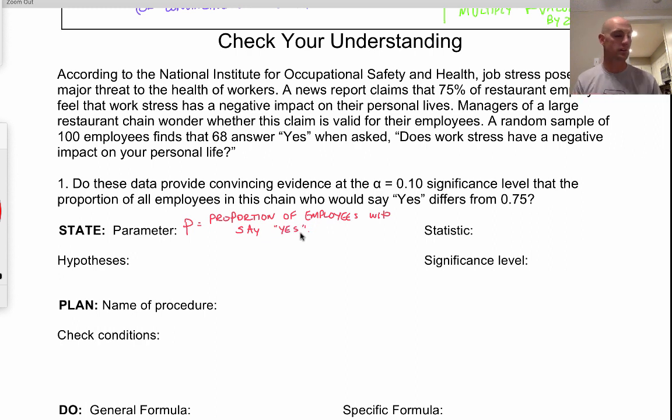It has a negative impact on their personal life. Our hypotheses are this. From the news report, H sub 0, P equals 0.75. You see how that's significant for me to say the people that said yes. Our alternative hypothesis in this case is not less than, it's not greater than, because in this case we're just saying, is there evidence that it differs? This means that we're doing a two-sided test, because it's not saying less than, it's not saying greater than, it's saying it could be either or, but it's just different nonetheless. So our alternative hypothesis in this case is that P does not equal 0.75, okay?